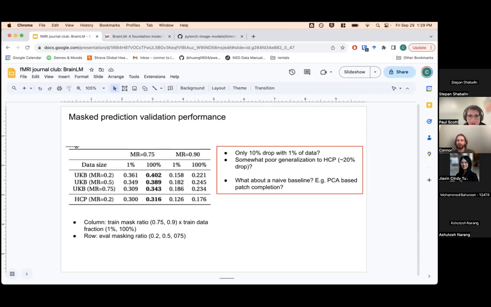It's weird that the 1% of the data is doing so good, and it makes me wonder, yeah, the model might not be big enough, but also this is R squared predicting the average activity in each parcel, right? Is that right? Yeah, good question.